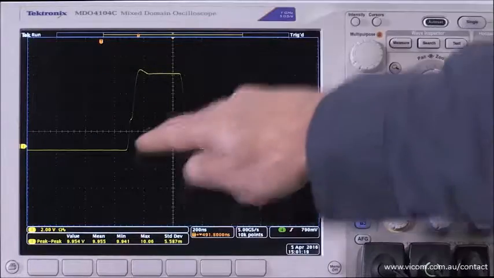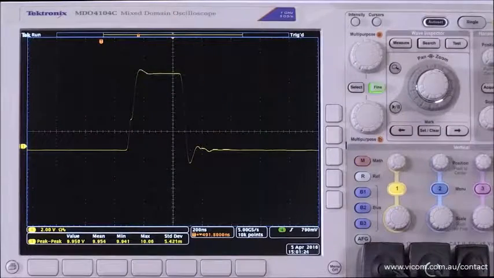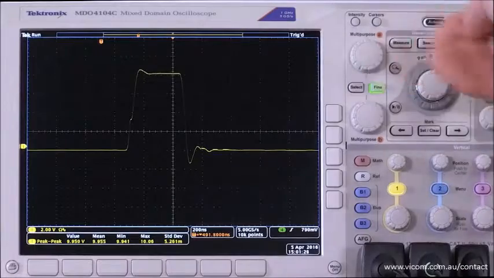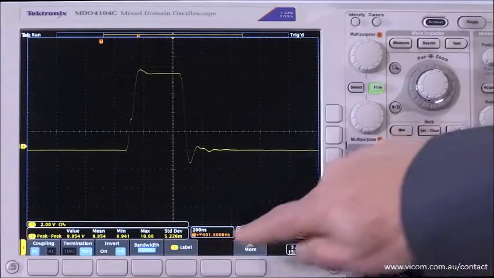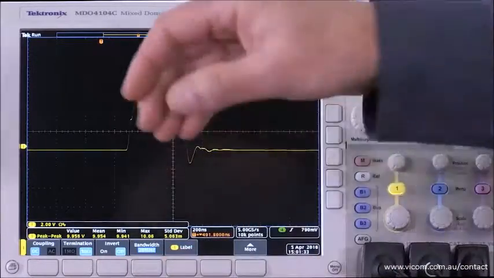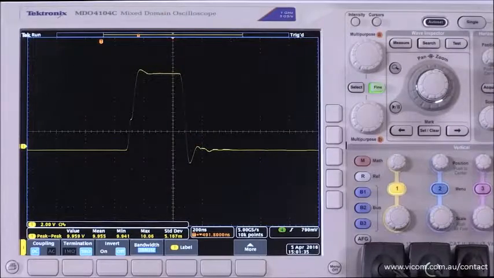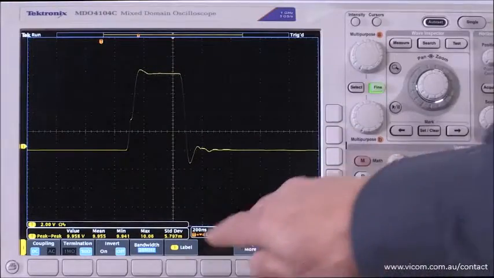Looking at these edges, though, we're seeing 10 to 20 nanoseconds edge speeds, which would say I need 30 megahertz of bandwidth. So let's look at this. Our scope is set for 20 megahertz bandwidth. So this is really what most people would think they need for the 20 megahertz bandwidth limit.